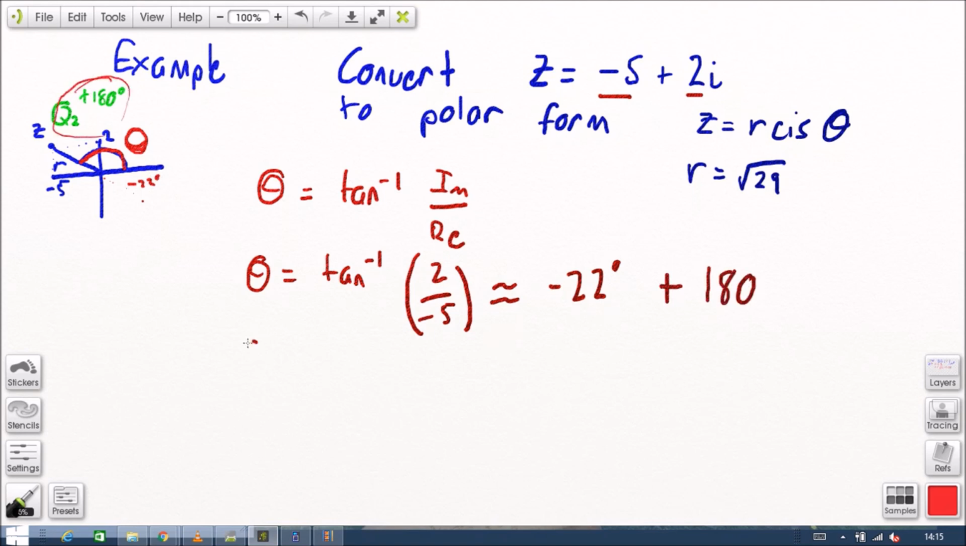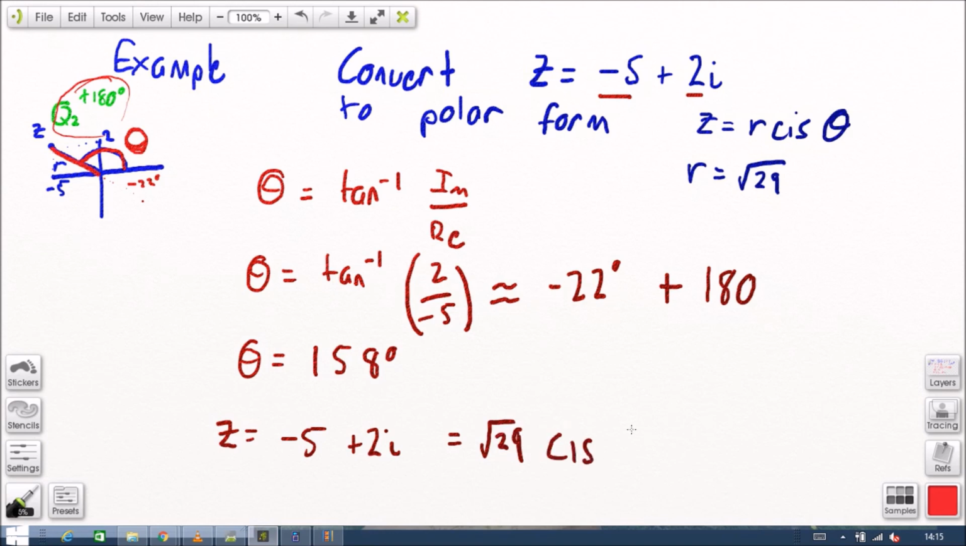Don't forget to add on 180 because we're up in quadrant 2. So negative 22 plus 180. Our argument is going to be 158 degrees. Just writing that out as a proper answer, r cis theta.